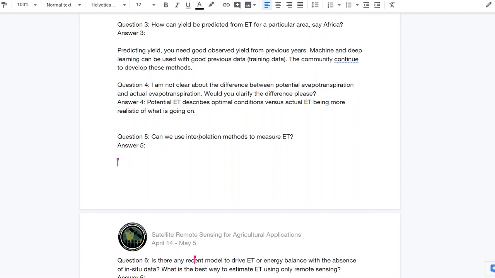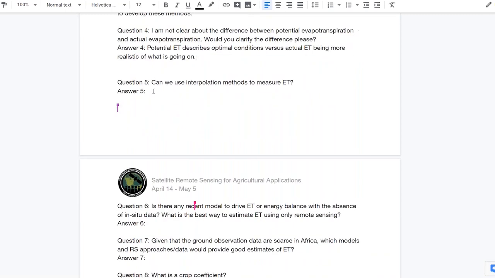Great. And question number 5: can we use interpolation methods to measure evapotranspiration? I'm not 100% sure what whoever submitted the question meant by interpolation methods.